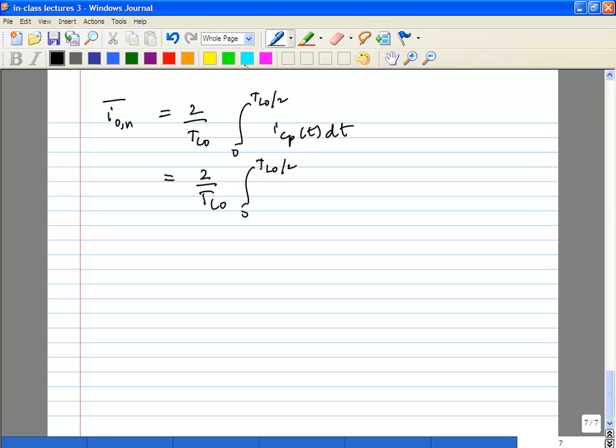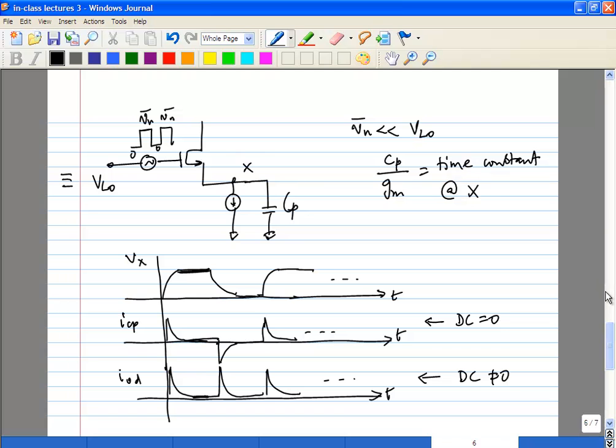What is ICP of t? You can write it as C dV by dt for the capacitor. Yes. So this is TLO.